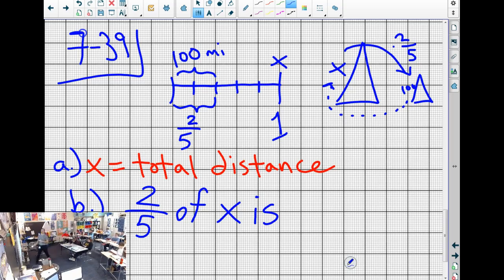No, 100. How do you know? So, time out. No, 2/5 of X is 100 miles.